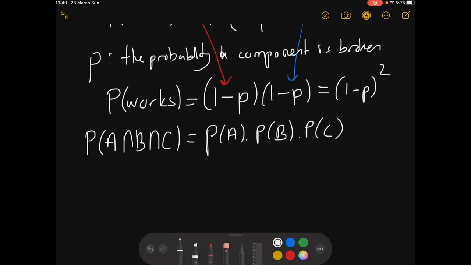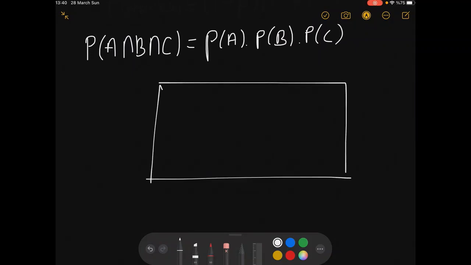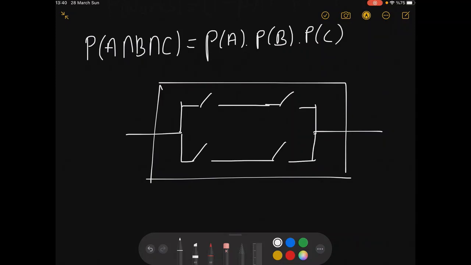Suppose that we just focus on another setup like this. Again, a device example here. So here you will have a switching mechanism like this, and here you have 4 switches.